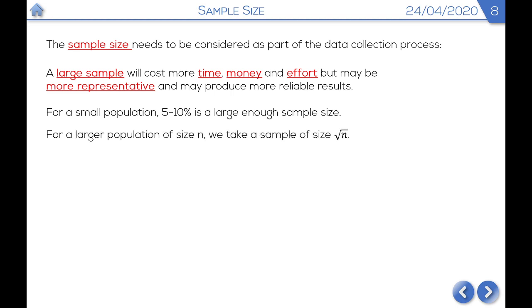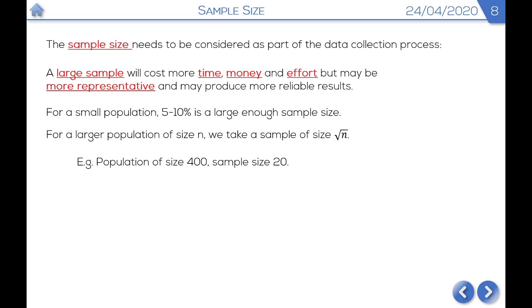For larger populations though, we're looking at taking a sample of size square root of n. So if you wanted to do, for example, a sample of the whole of this country, and you wanted to find out how many people we should ask to get a good idea of what we want to find out, then you would just square root the population size. So a typical example, if you had a population of size 400, your sample size would be the square root of 400, which is 20.